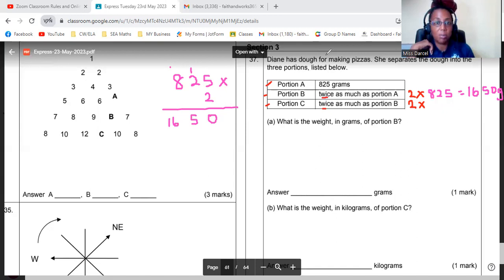Let's look at portion C now. So portion C is twice as B. So we can leave the 1650 here and multiply that by 2. That will give us C. So that's 0 times 2 is 0. 5 2s are 10. Carry the 1. 6 2s are 12 plus 1 is 13. Right? 2 1s are 2 plus 1 is 3. So 3,300 grams.